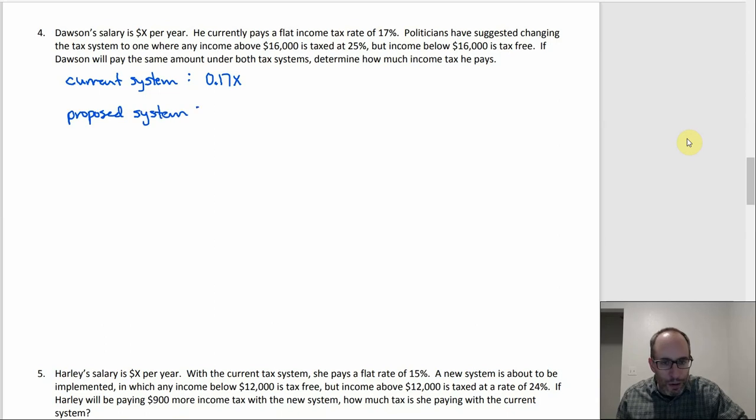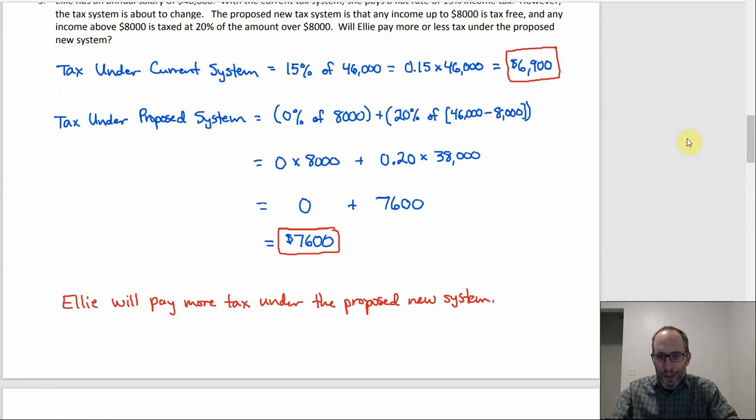All right, here what we've got is 0% of 16,000 plus 25% of everything above that, whatever that is. So, like how in the last one, if I scroll up for a second, for that second part, we said, well, beyond 8,000, Ellie makes 38,000, right? Since 8 plus 38 is 46.